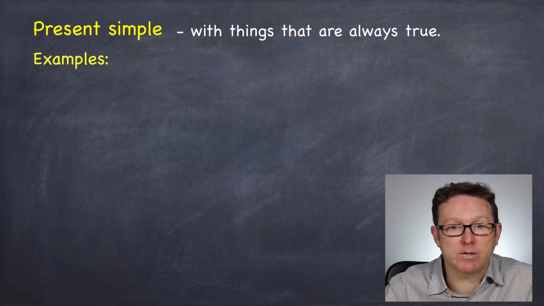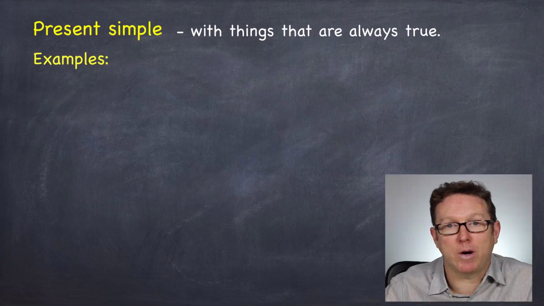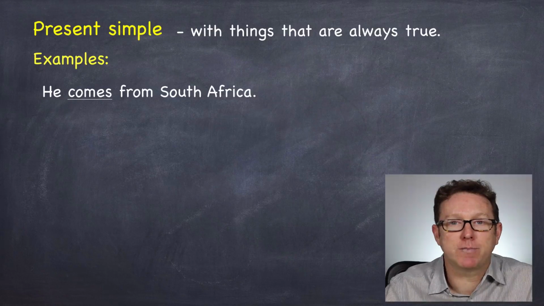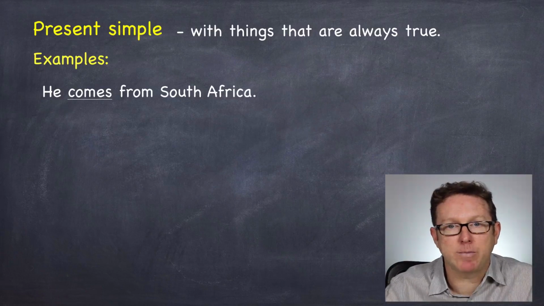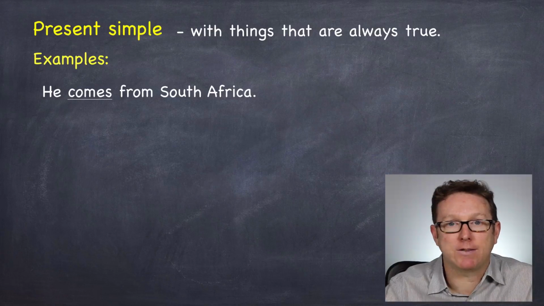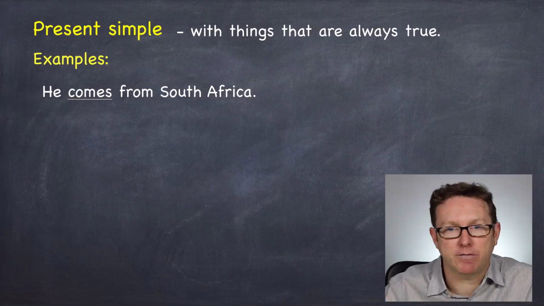Now the first one here is the present simple with things that are always true. The examples here would be, he comes from South Africa. He was born in South Africa. That's where he comes from. It's always going to be true. You can't change that. So that's where he comes from.